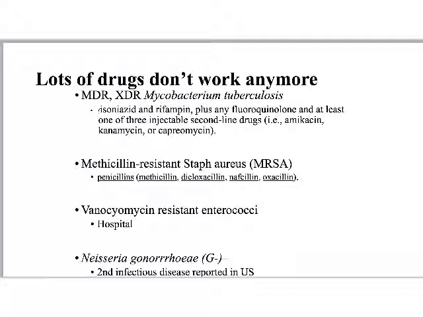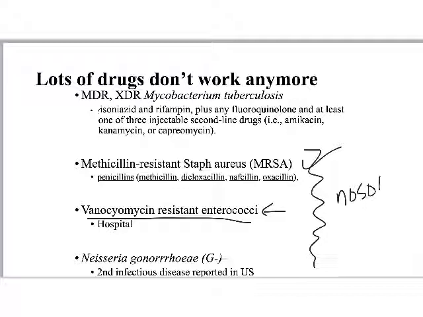Now MRSA is methicillin-resistant staph, and then there are other ones. There's vancomycin-resistant enterococci, which are found in the gut. A lot of things come from the hospital, so they're nosocomial infections, and we'll talk about those more. Nosocomial infections are infections that come from the hospital. They've been exposed to more antibiotics, so lots of times they're more resistant. Gonorrhea is kind of crazy because it's the second highest infectious disease reported in the U.S., and this is an STI. We've used a lot of antibiotics, and there's a lot of antibiotic resistance to it. So it's kind of crazy.